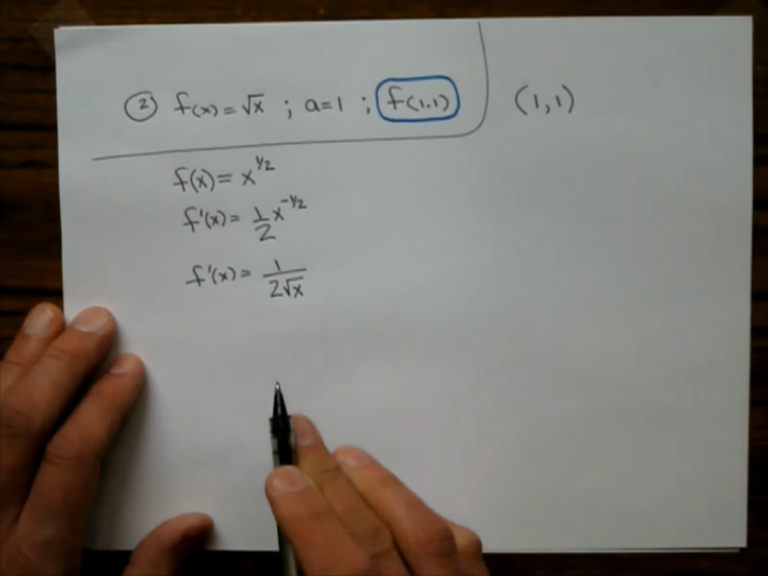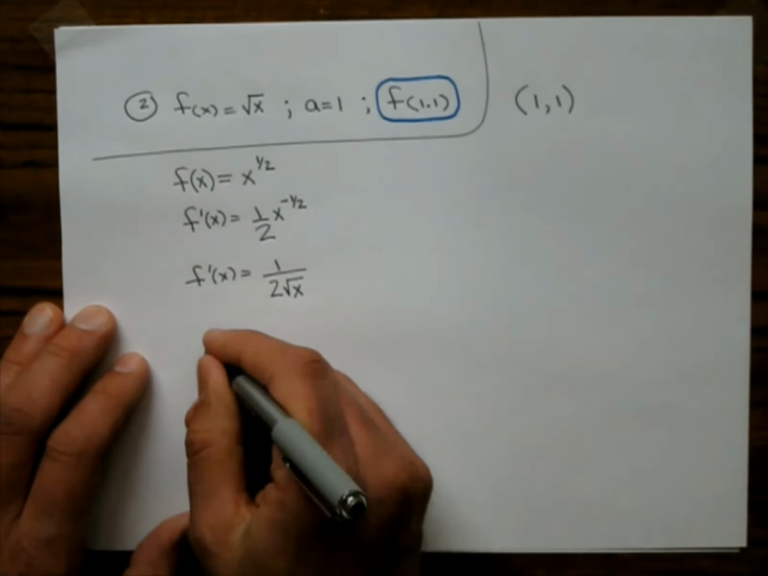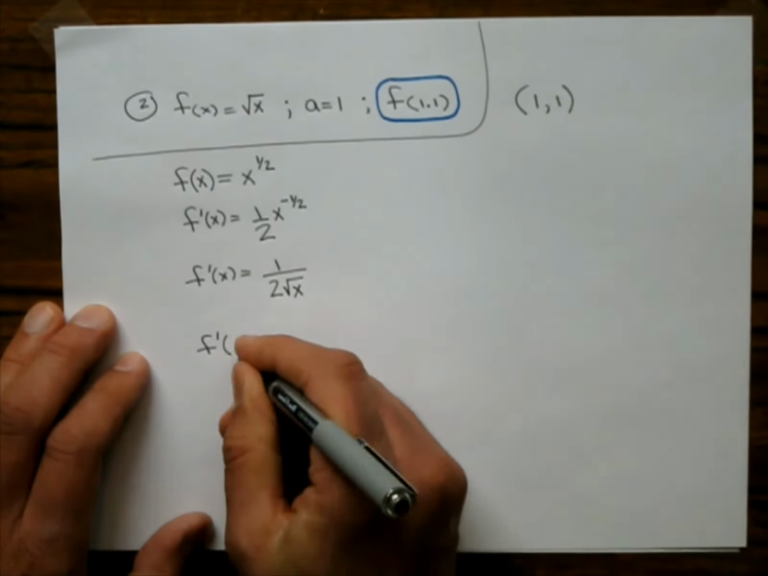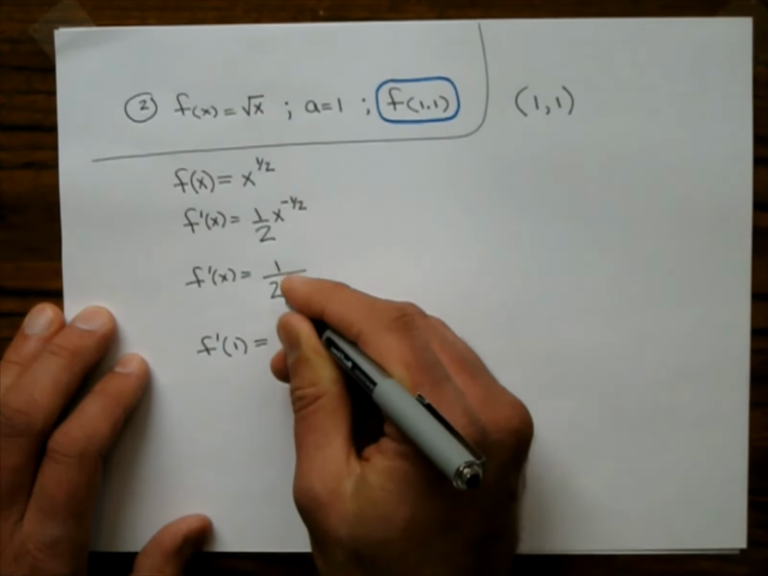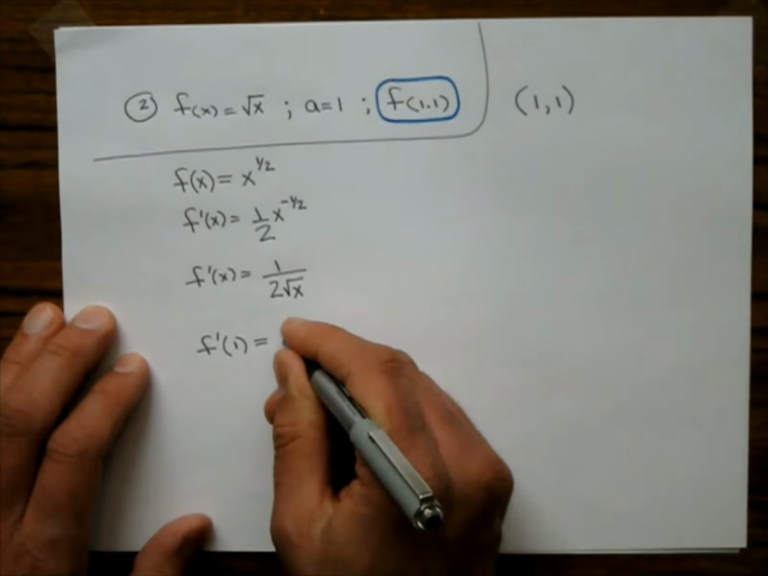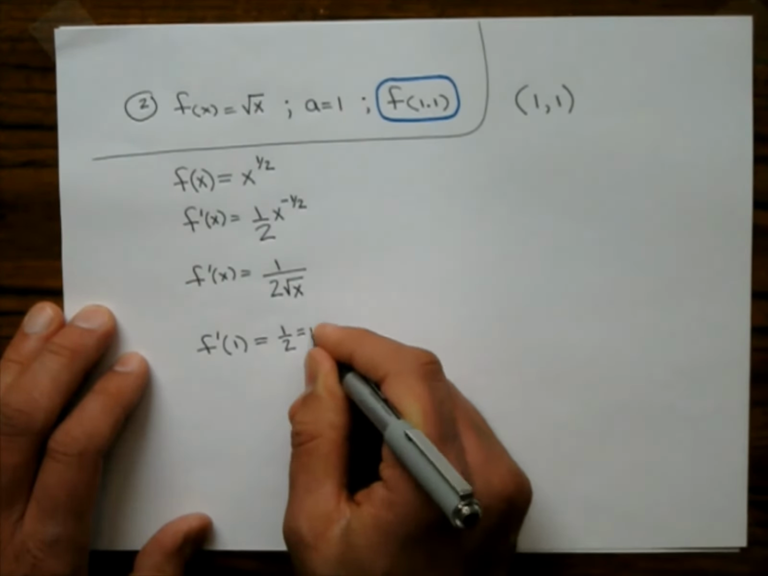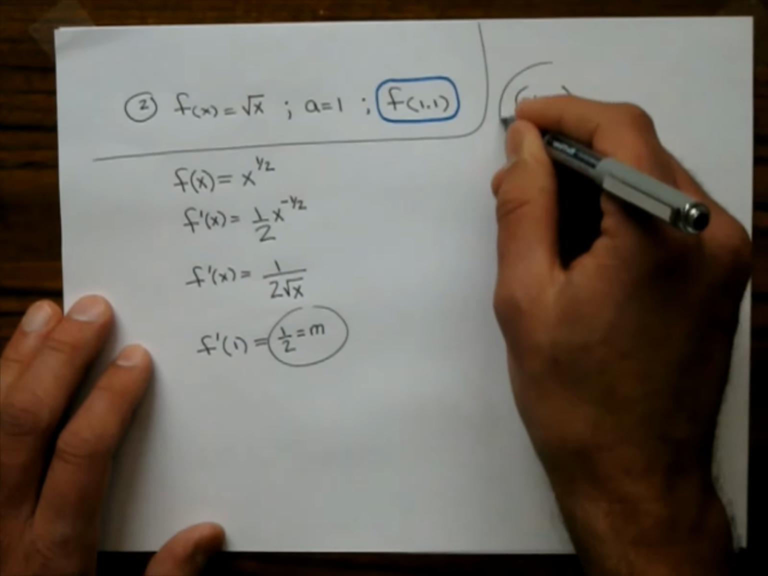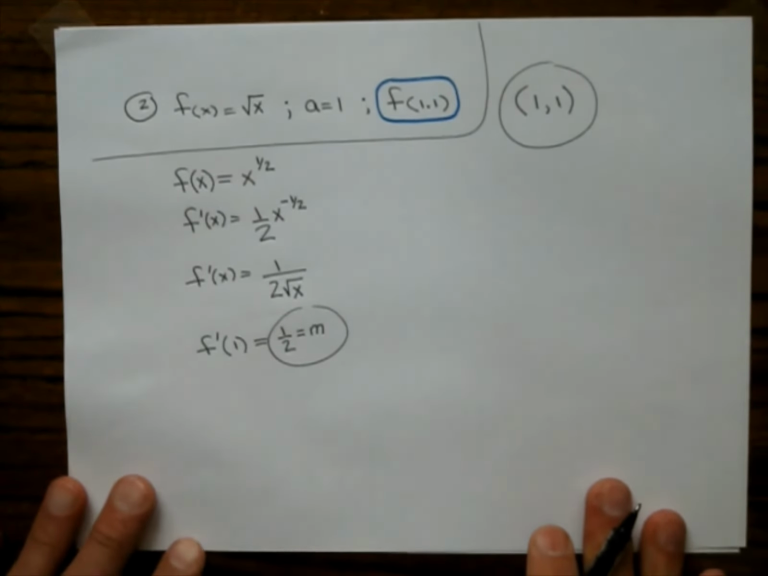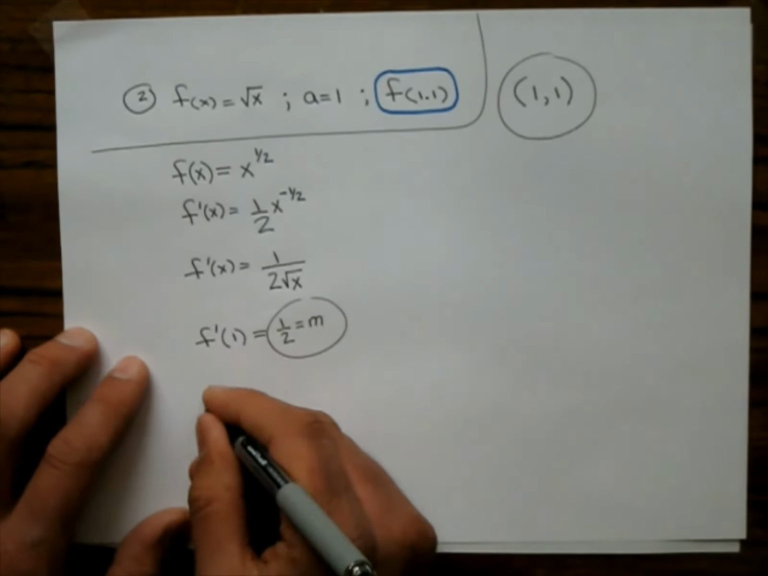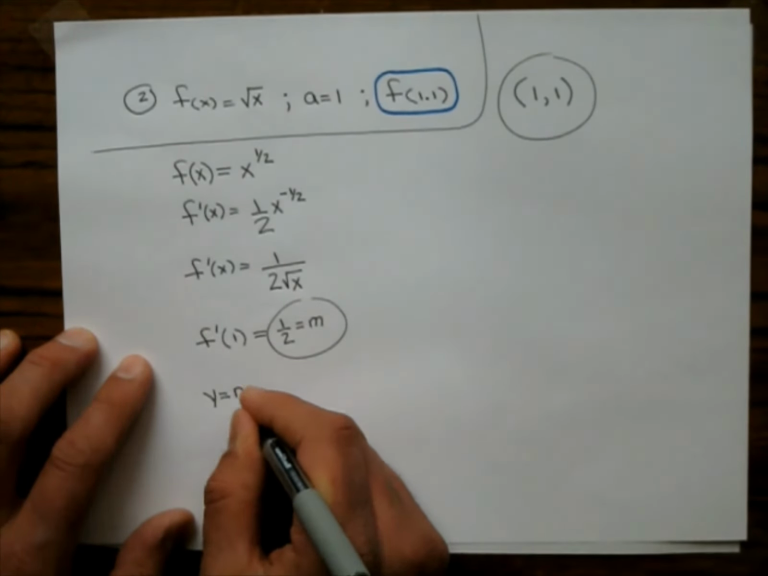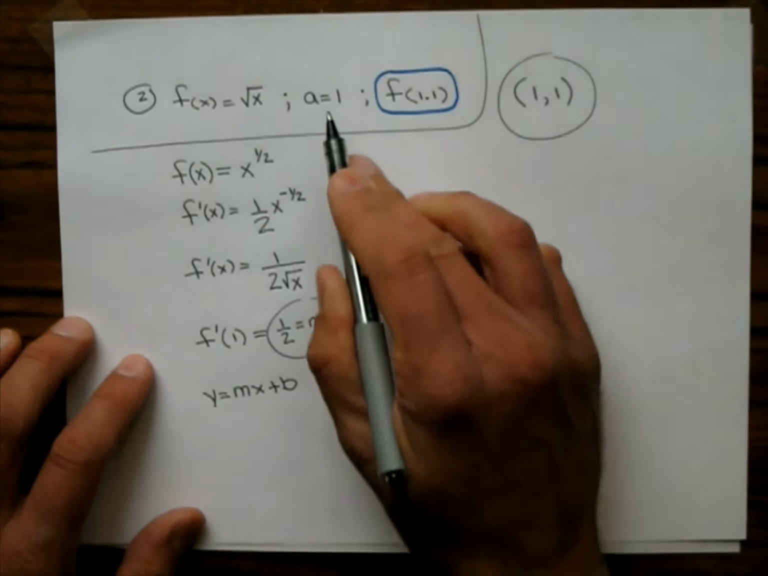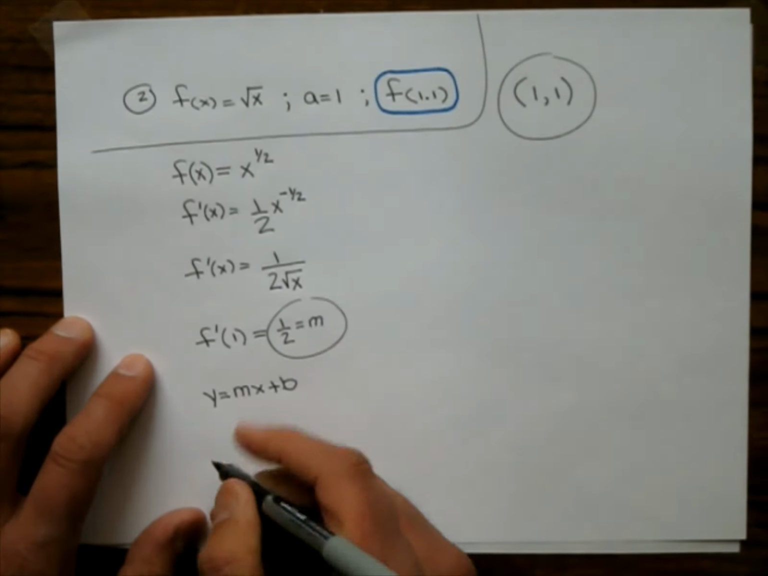And you would still, if you were doing it the purple way, have to go f prime of this x value 1, which would be 1 over 2 times root 1, which is 1/2. So it has the slope of 1/2. So there's the slope, and there's a point. So now I'm going to write out this equation, y equals mx plus b. I'm finding the tangent line at the point that has location 1.